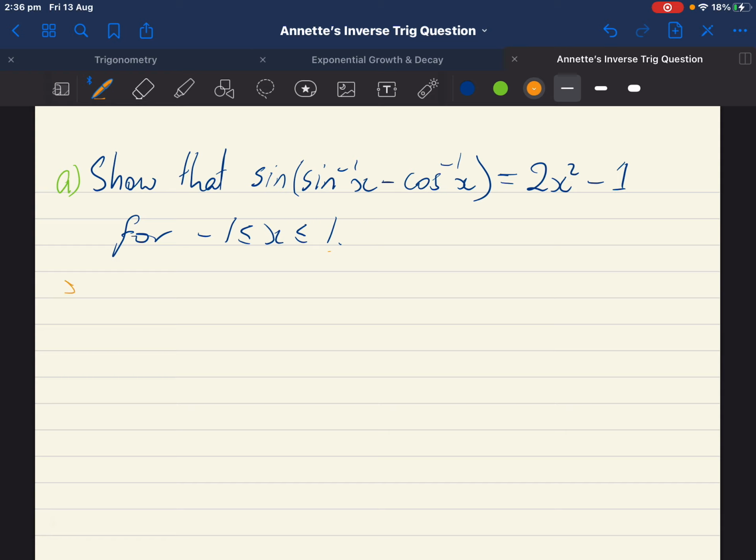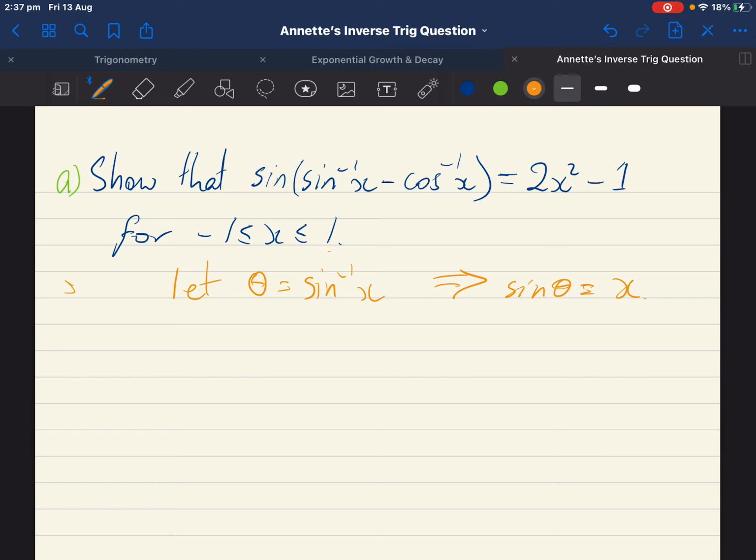So yep, we've got orange, we're good to go. All right, so we want to show this result here. Firstly, like inverse sine, we've got inverse cos, they're both going to be angles, right? So I'm just going to start off by letting some angle theta equal inverse sine x. Of course, that implies that if theta is equal to inverse sine x, then taking sine to the other side, we now know what x is equal to. x is going to be sine theta.